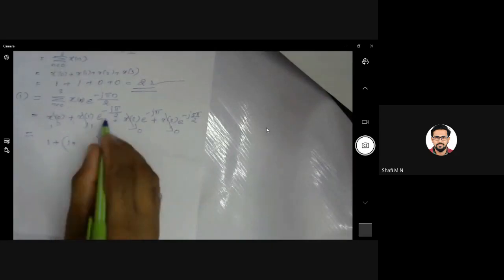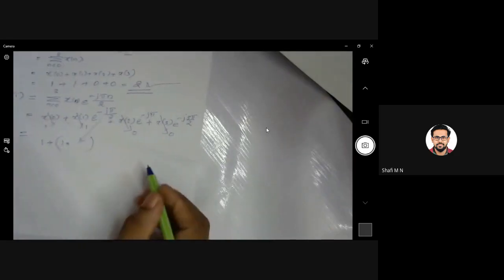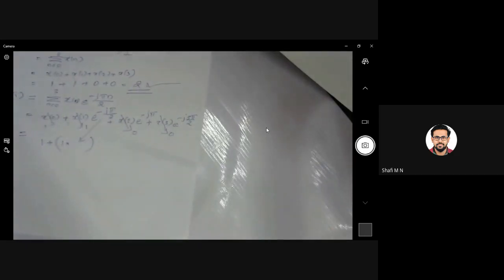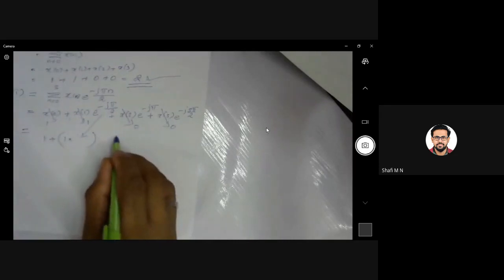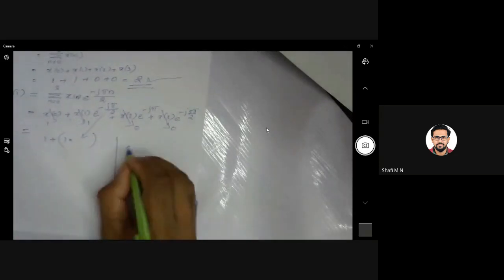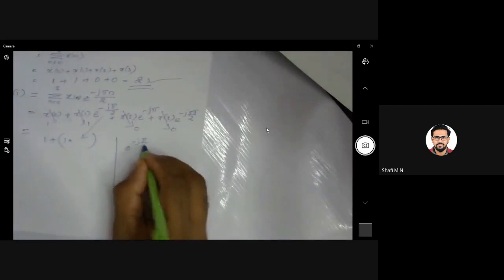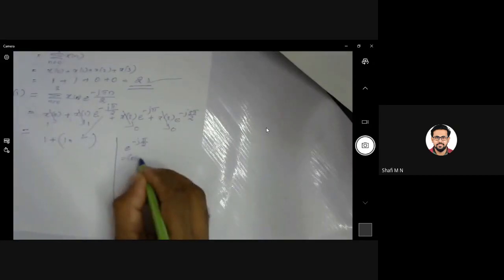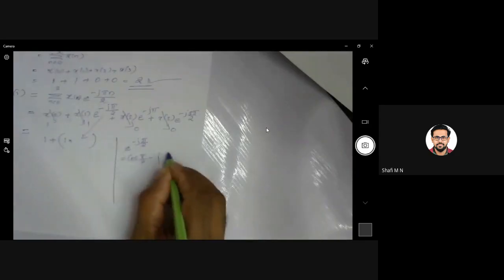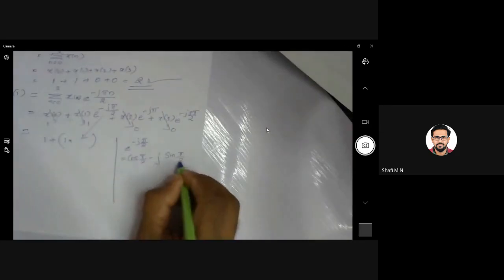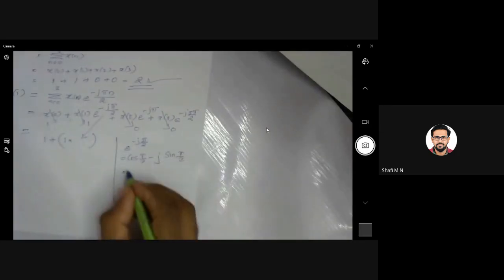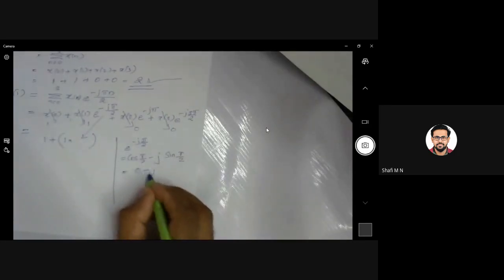You have to find the value of e power minus j pi by 2. So just focus over here. e raised to minus j pi by 2. You can do it in two ways. e raised to minus j pi by 2 is what? Cos pi by 2 minus j sin pi by 2. So cos 90 is 0, minus j sin 90 is 1. So the answer is minus j, right?